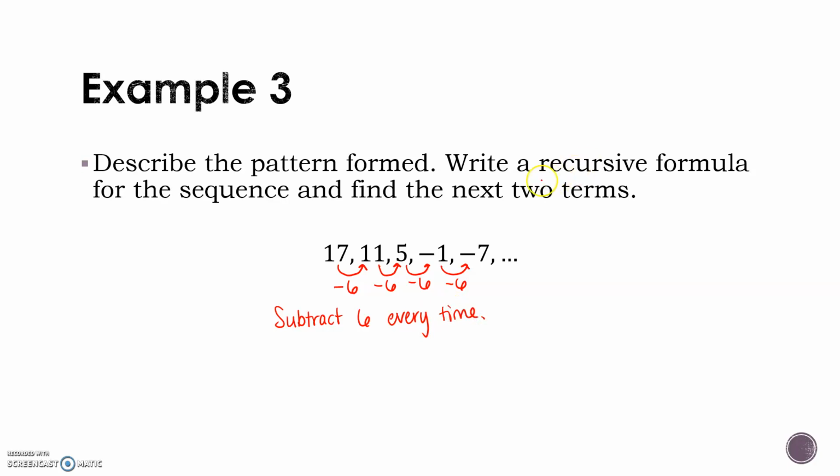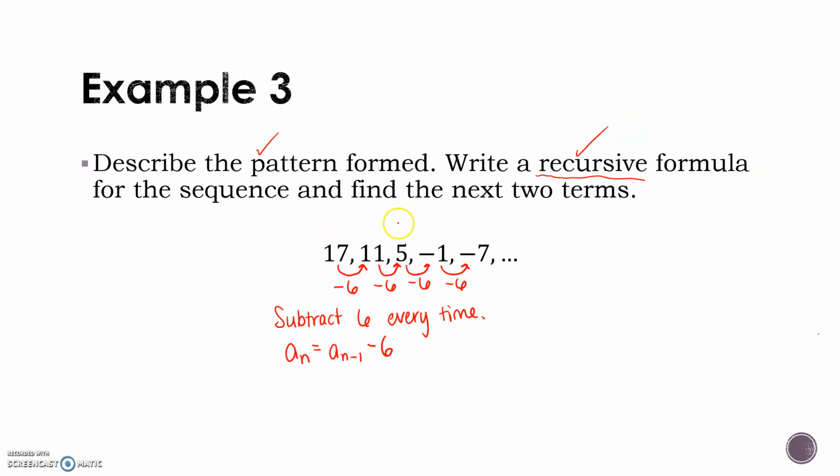And then it says to write a recursive formula. So this is relying on the previous term. a sub n equals, I take the previous term and subtract 6. Okay, so I describe the pattern, write the recursive formula, and now I need to find the next two terms.